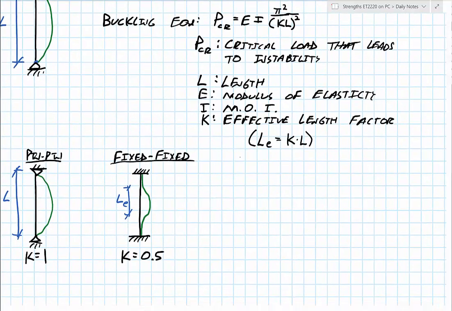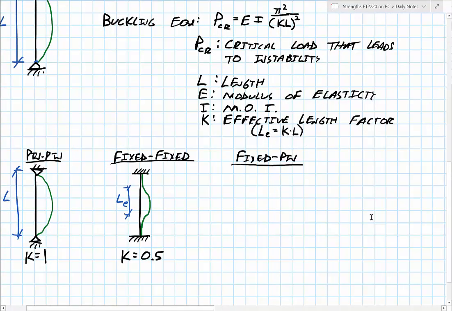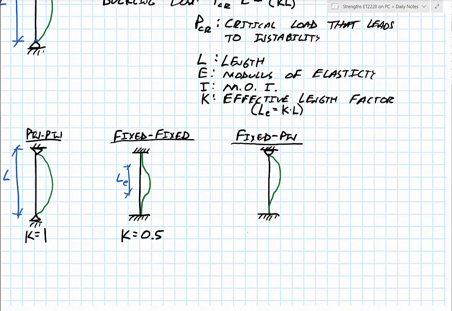And then we could also have halfway in between, or the fixed-pinned case. In that case, one side is fixed and the other side is pinned. Doesn't matter which is which. And you can imagine, since one side can rotate and the other side can't, I have the pin up top, so it comes down and it has to come back in. And we get an effective length that's somewhere in between 1 and 0.5. And in fact, what we're going to use is k of 0.7.